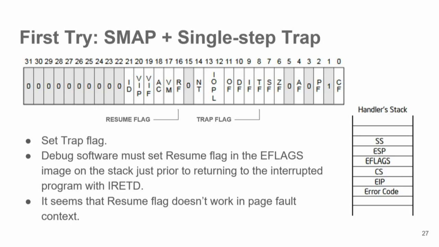So we think we can use SMAP with a single-step trap, so we can gain back control right after the next instruction. But the problem is, as what a debugger does, you set the trap flag, and you also need to set the resume flag, because you don't want the single-step trap triggered inside your handler.